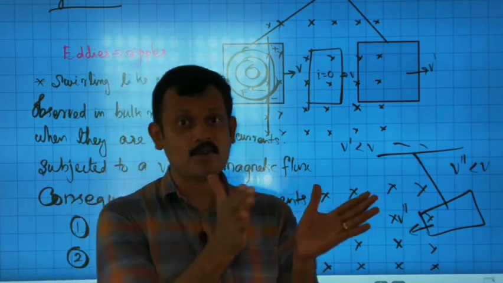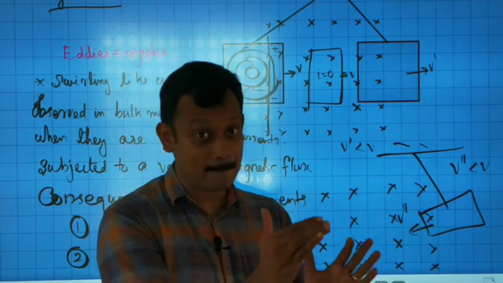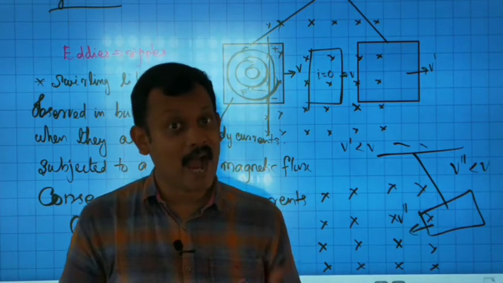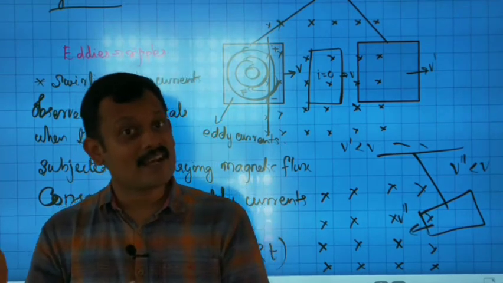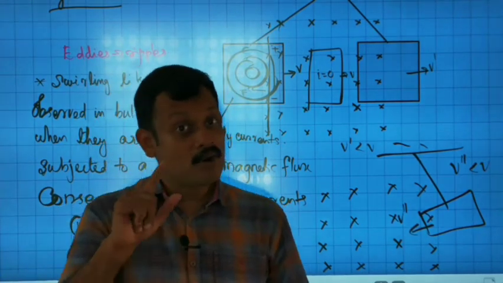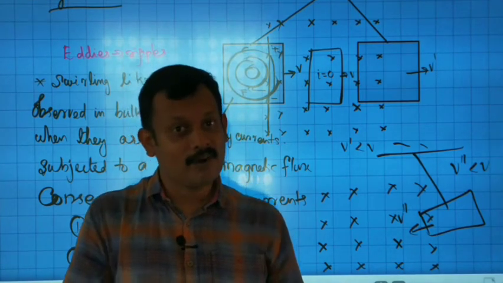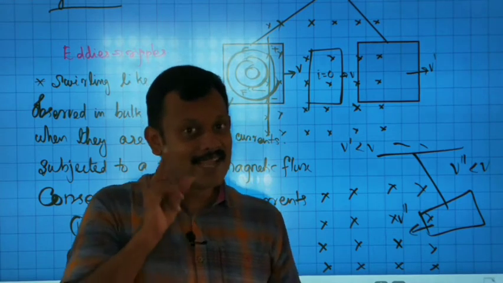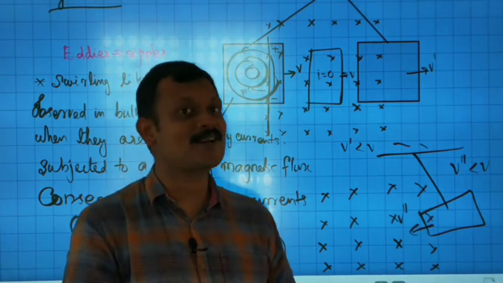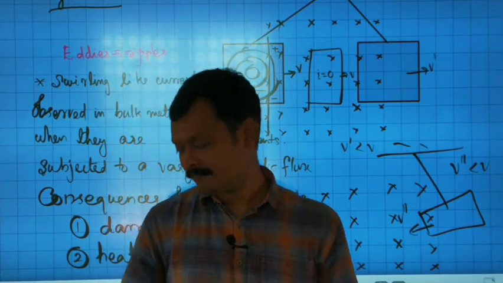And what are the important consequences of eddy currents? Eddy currents will produce damping. Why? According to Lenz's law. Then another important thing is eddy currents produce heating. How? I square RT is the amount of heat produced. What is that I here? I is the eddy current, and such losses are called I square RT loss or Joule's heating effect.